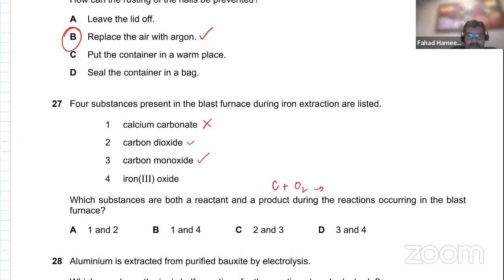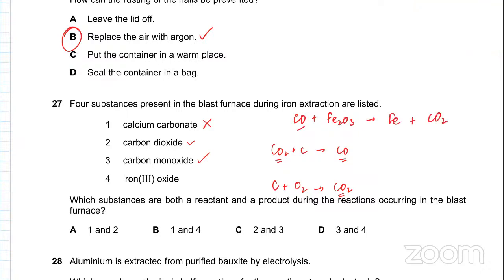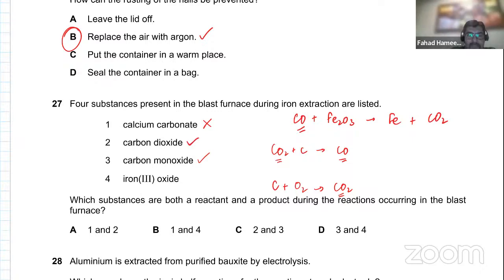And it starts producing carbon dioxide, right? And then what happens at the top? The same carbon dioxide starts reacting further with coke and starts forming carbon monoxide. So carbon dioxide was behaving as a product, and in the next reaction it was behaving as a reactant. And now that carbon monoxide would react with the iron oxide, and it will start reducing it. Okay. So the same carbon monoxide starts acting as the product as well. So both of these are correct. This is not correct. This is just the reactant, right?